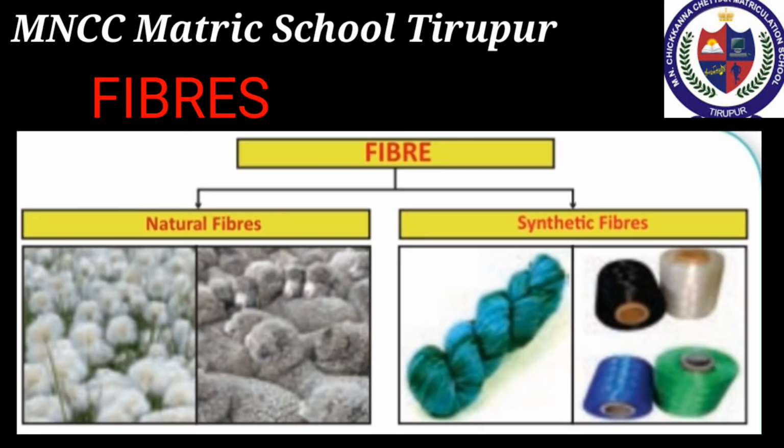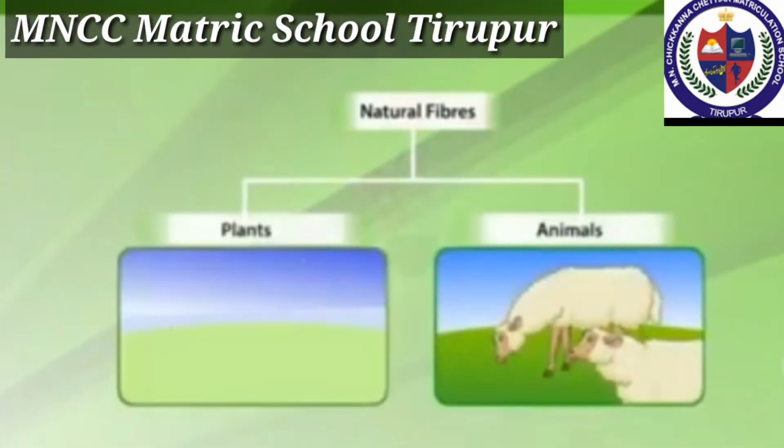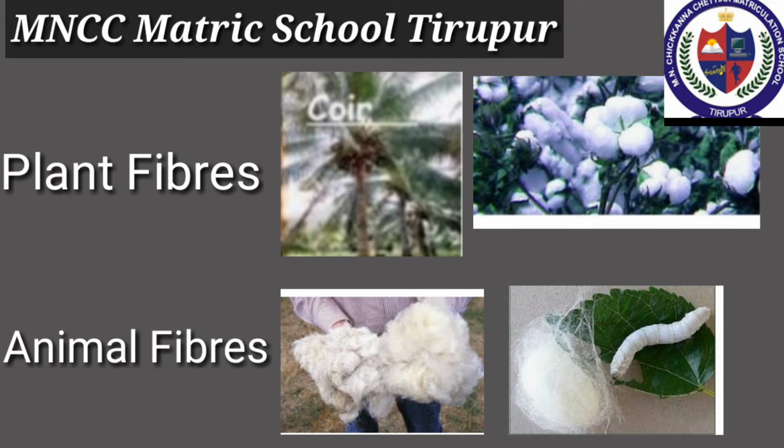First we'll see about fibers. Fiber is a thin thread of natural or artificial substances. It is used to make clothes with the help of power looms or weaving machines. What are natural fibers? The fibers we get from plants and animals are natural fibers. Look at the pictures. Here some examples of natural fibers are given. Coir and cotton are obtained from plants, so they are called plant fibers. Wool and silk are obtained from animals, so they are called animal fibers.